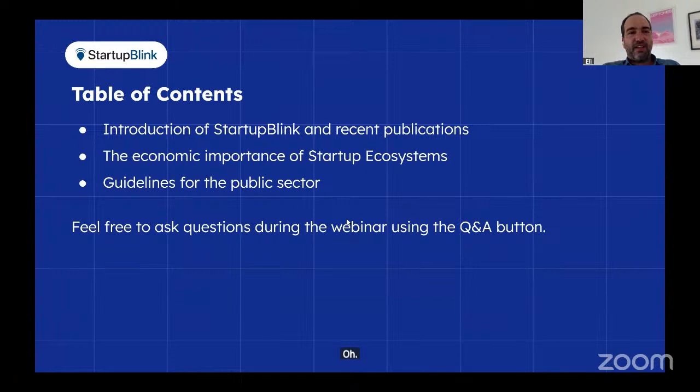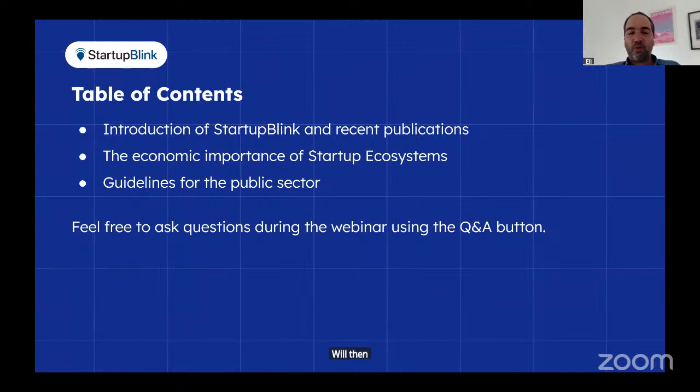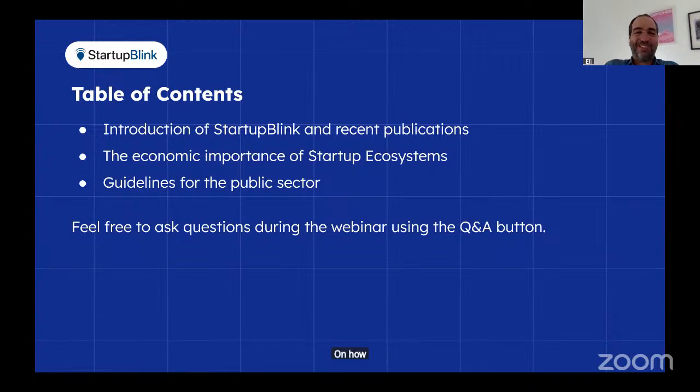The agenda for today is the introduction of StartupBlink, a little bit about our recent publications and upcoming publications. We'll then speak a little bit about the economic importance of startup ecosystems, and then move to the main part, which is guidelines on how to build a startup ecosystem of a good level. That should be fun too.